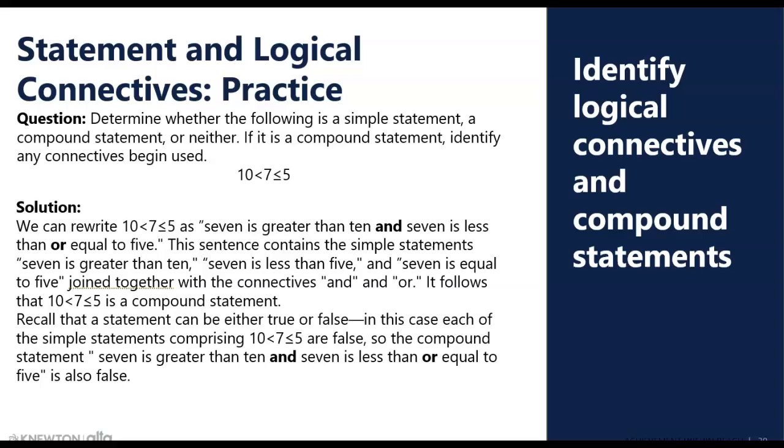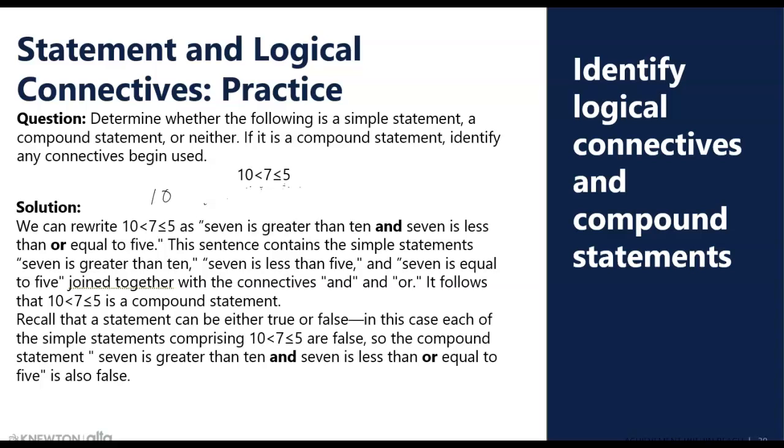So, determine whether the following is a simple statement, a compound statement, or neither. If it's a compound statement, identify any connectives. Now, this is tricky. This is a math statement. When you see a math inequality, it's probably been a while since you've seen one of these compound inequalities. It is called a compound inequality because there's 2 inequality symbols in it. And it means there's an and.